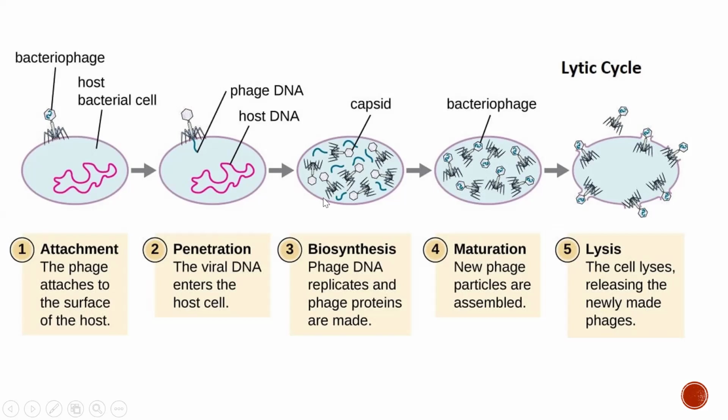You can see the multiple replication going on at the third stage, that is the biosynthesis. The phage DNA replicates and then the phage proteins are made. Then it leads to the fourth one, which is maturation. That is alignment of the phage proteins and the phage nucleic material. So that's the maturation. They assemble, and when they assemble, they then cause the bursting of the bacterial cell, which is called lysis. So the cell lysis releases the newly made phages, and these newly made phages will go on to attack other bacteria that they are susceptible to. I hope you understand, right?